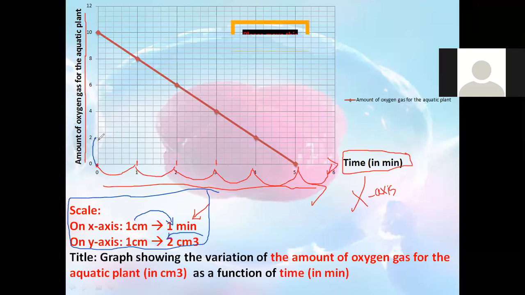We move now to the title. Title of the graph. Always you have to say these words: graph showing the variation of the y-axis. What is on the y-axis?